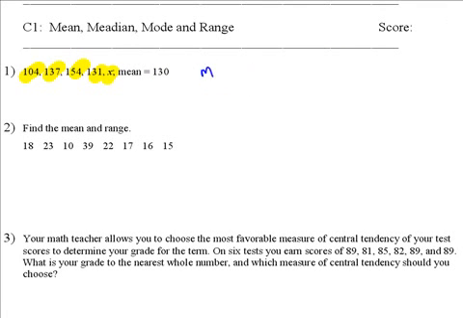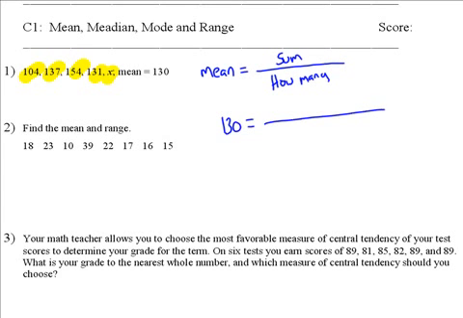Well, we know that the mean will always equal the sum of all the data divided by how many data points there are. Let's go ahead and add these up. The mean is 130. That equals the sum of all the data, so that's 104 plus 137 plus 154 plus 131 plus x, the unknown value, all divided by 5 data points. And now we just need to solve this equation for x, and we'll know that value that we're looking for.